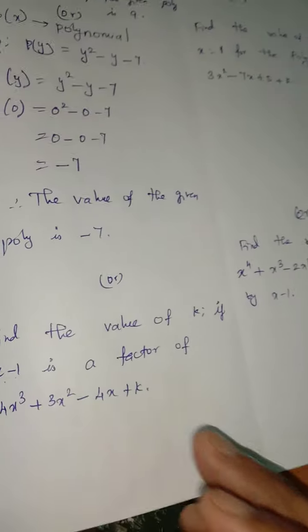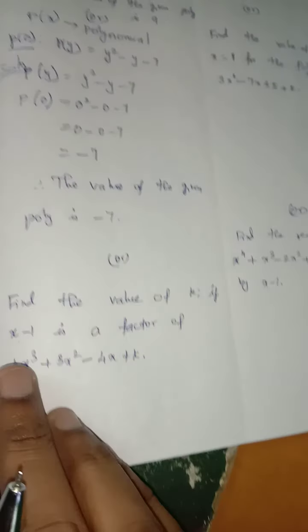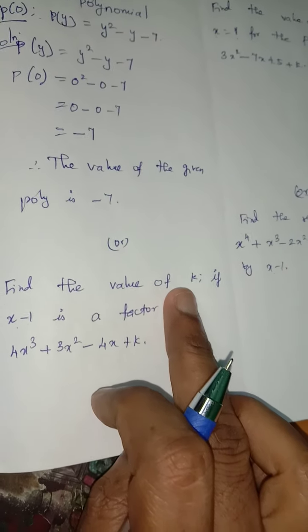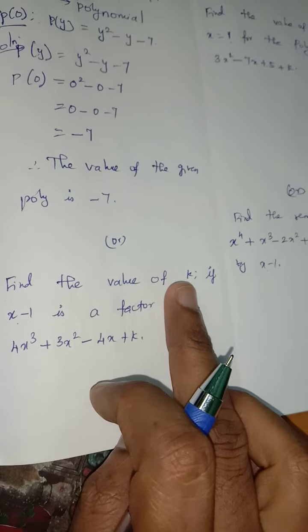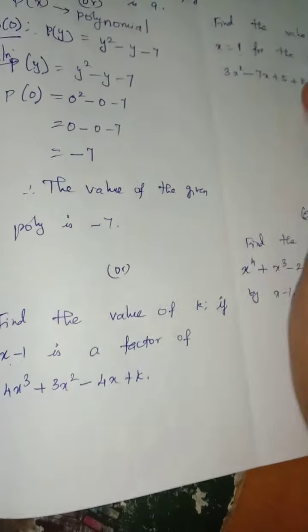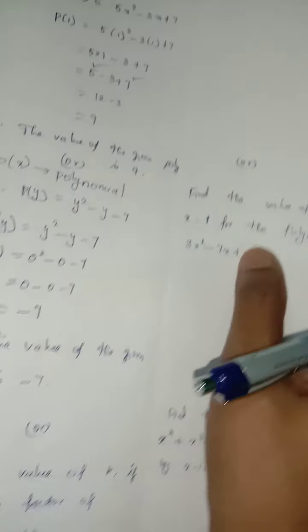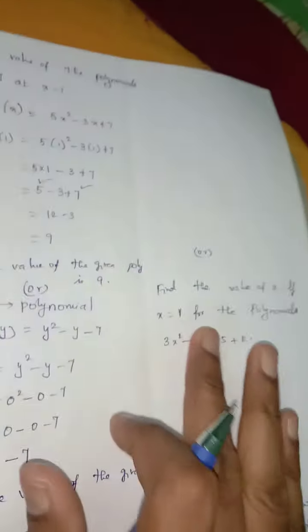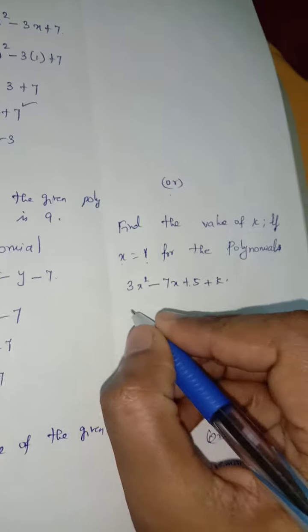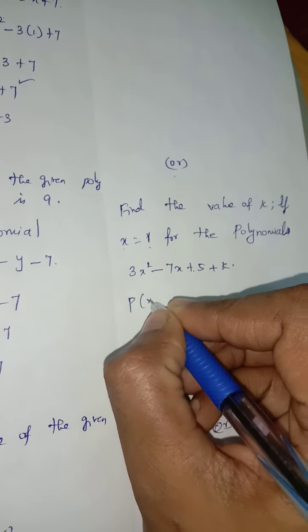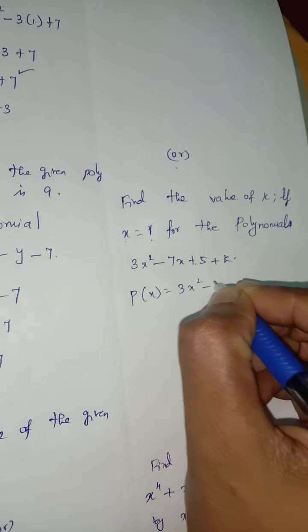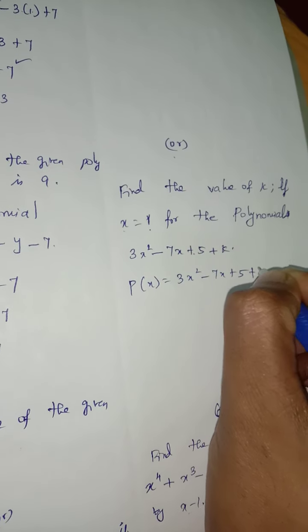That's all. Same method, here we are going to find the value of k. If they ask us to find the value of k, here also two different methods are there. First, let us see this one. This is similar to this. So p of x is equal to 3x square minus 7x plus 5 plus k.